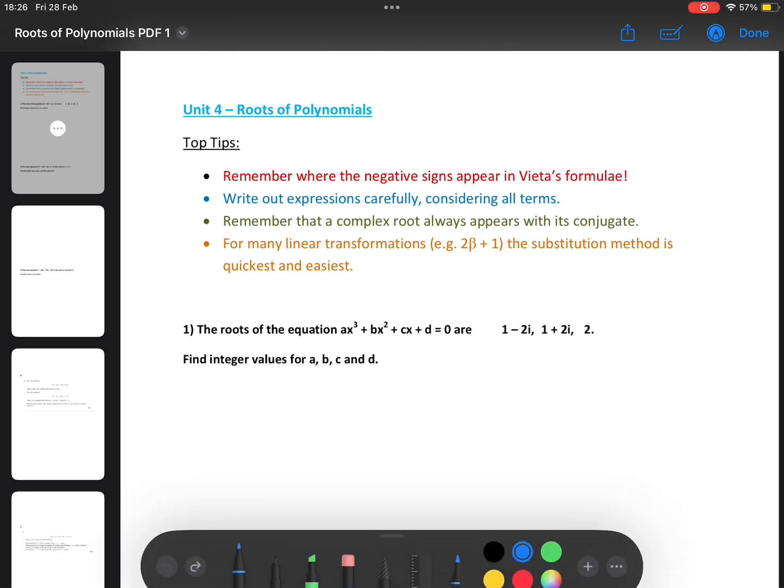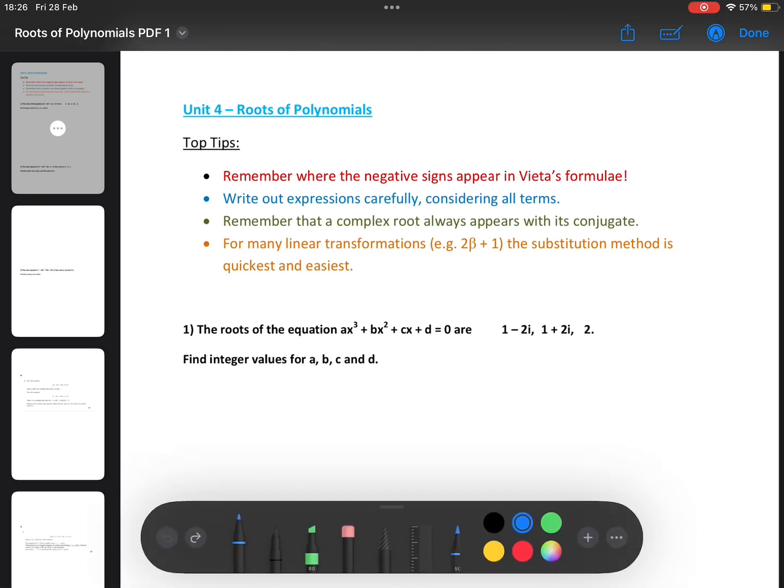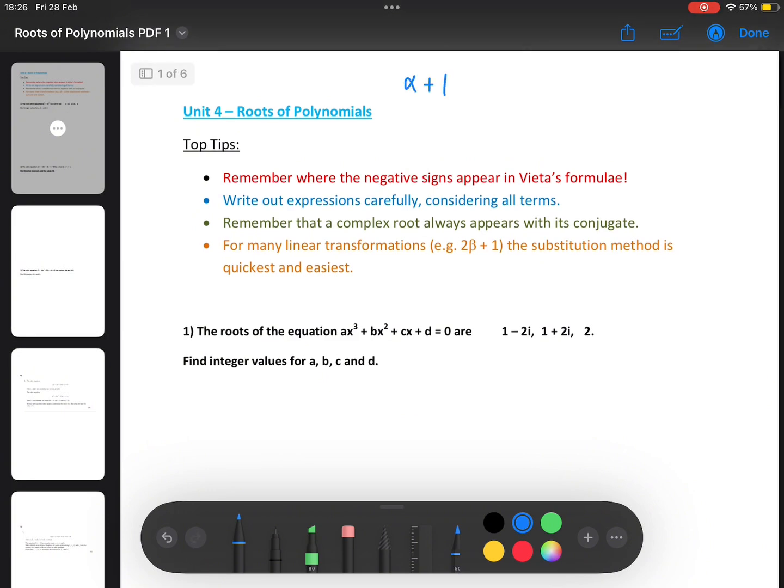So, notation. For Vieta's formulae, which is just the formulae that you use for roots of polynomials, for the sum of roots, alpha plus beta plus gamma, I will call that the sum of the alphas, and for the sum of the product pairs, alpha beta plus beta gamma plus alpha gamma, I'll call that the sum of the alpha betas. Of course, this is just for a cubic, but the same pattern will apply to quadratics and quartics as well. And the highest order you can get is a quartic, I believe, for Edexcel. And I'll just put the sum of the alpha beta gammas, but it really is just alpha beta gamma.